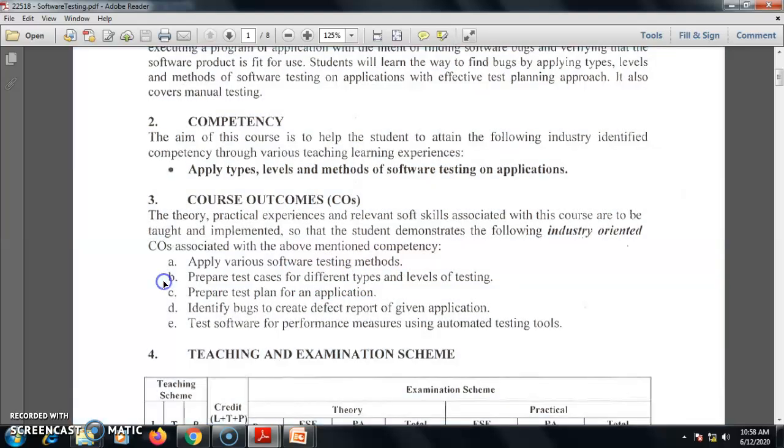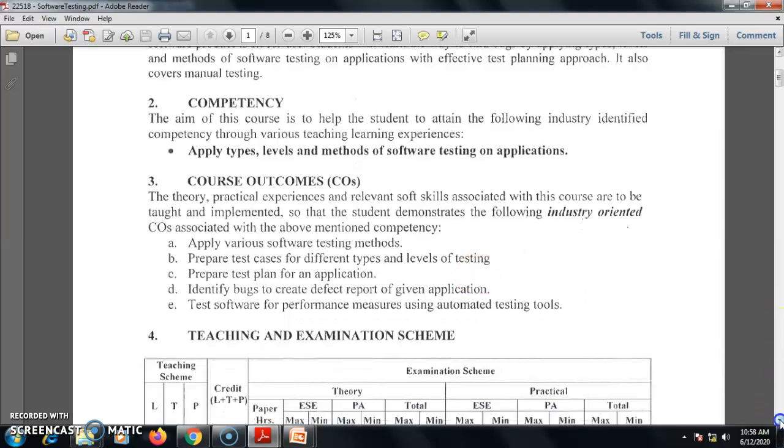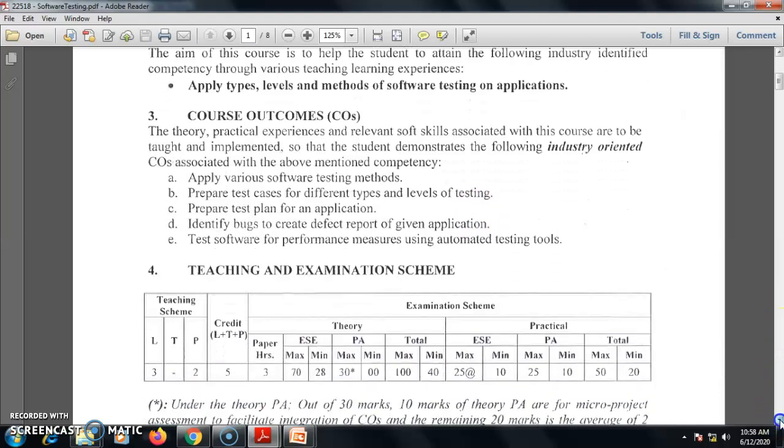Second, prepare test case for different types and levels of testing. Third, prepare test plan for an application. Fourth is identify words to create defect report of given application. And last, fifth is test software for performance measure using automated testing tool. So after studying this subject, you will be able to apply these COs in your future experience.